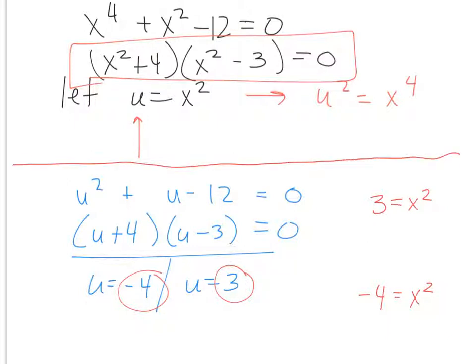Okay, I'm showing the u solution at the bottom. If you want to continue the one at the top, you can. So if I set those each equal to x squared, because remember u was defined as x squared right here, I'm going to see that x is going to be plus or minus root 3, and then x is going to be plus or minus 2i.